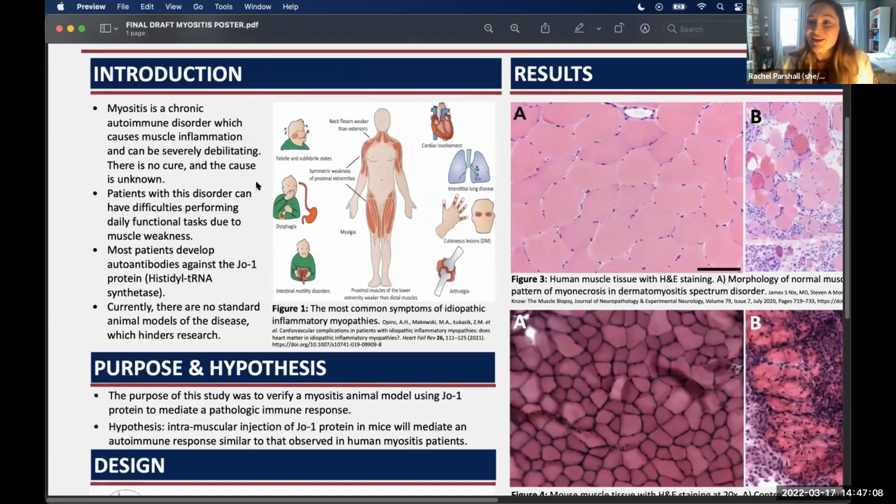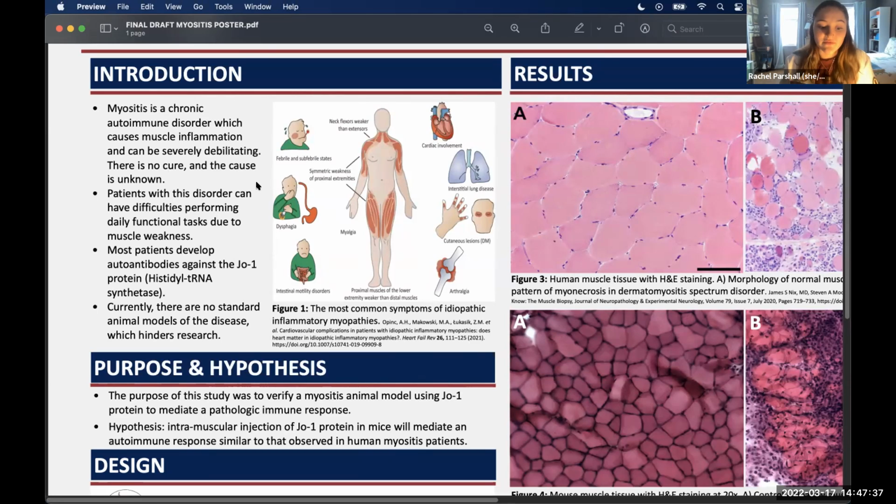Okay. So hello, my name is Rachel Partial and I'm a physical therapy student here at Duquesne University. This research project focuses on creating a standard animal model for human myositis. We wanted this model to mimic the disease that is seen in human patients with myositis. There are currently no models of this disease, which hinders research. Myositis is a chronic autoimmune disorder which causes muscle inflammation and can be severely debilitating. There's no cure and the cause is unknown.